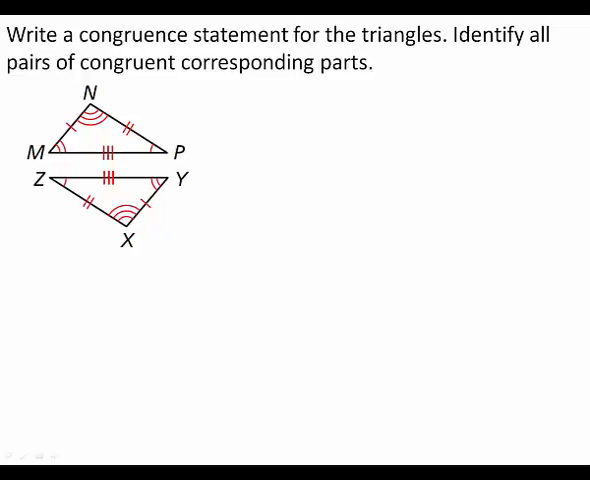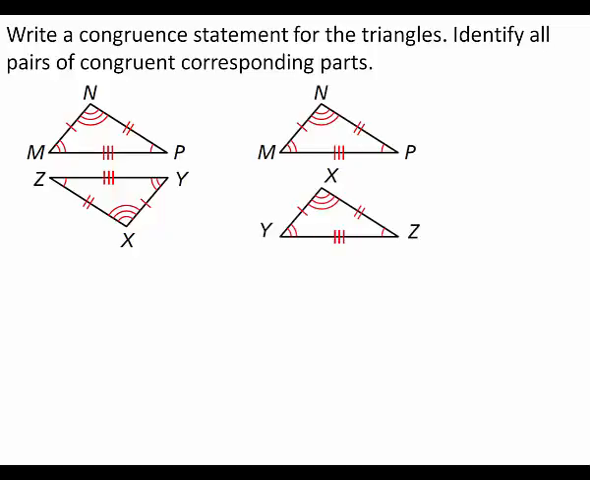Write a congruent statement for the triangles. Identify all pairs of congruent corresponding parts. To write a congruent statement for the triangles, you first need to identify the corresponding vertices. To help you identify the corresponding vertices, you can first rotate triangle YXZ as shown.